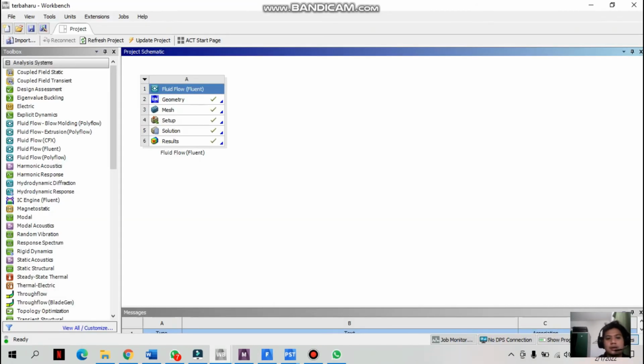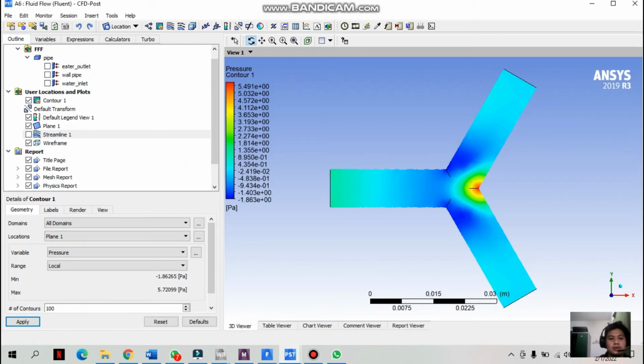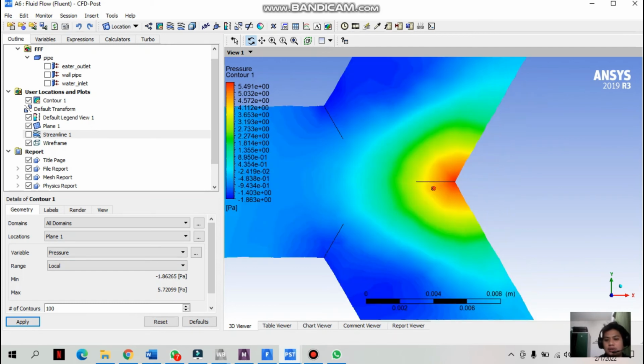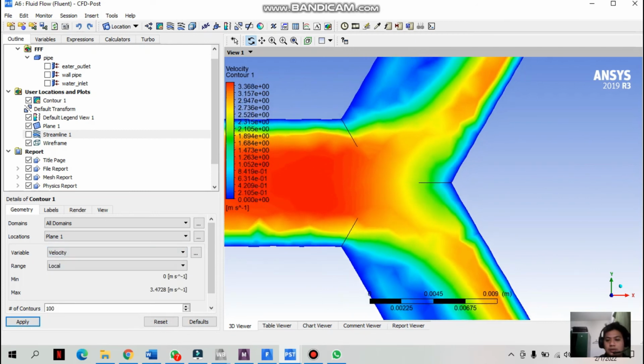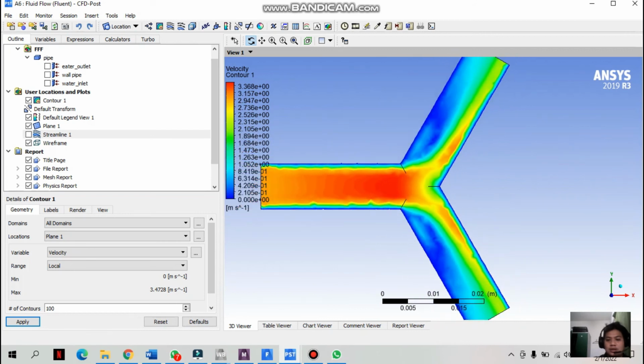Okay, lastly click results. For the Y pipe contour we can get the pressure. As you can see here, we got a higher pressure at the selection, and for velocity we got the highest velocity at the inlet section and the lowest velocity at the outlet section. And as you can see, this is a Y pipe.